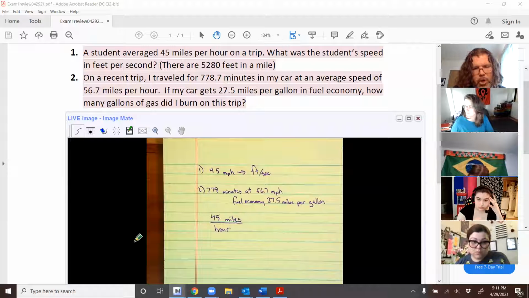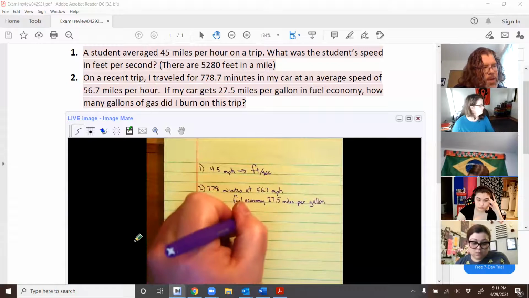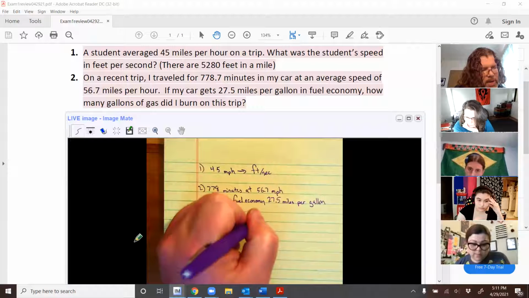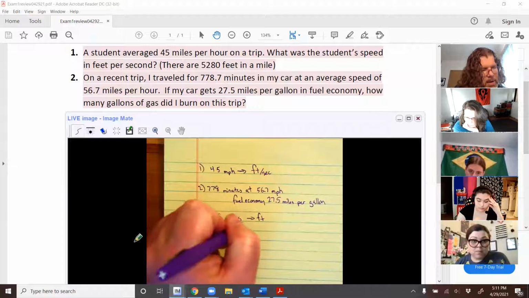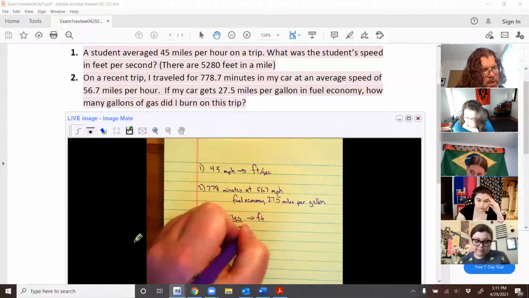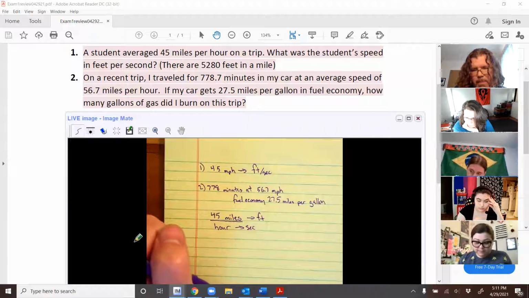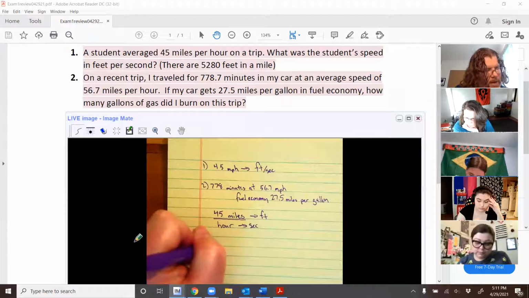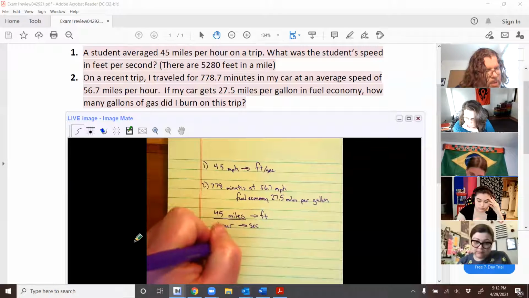Yes, sure we can. We know that in the numerator, our unit for distance is currently miles. We're going to convert that to feet. In the denominator, our time unit is currently hours. We need to convert that to seconds. So let's make sure that we can figure out how to set up the units to do that.